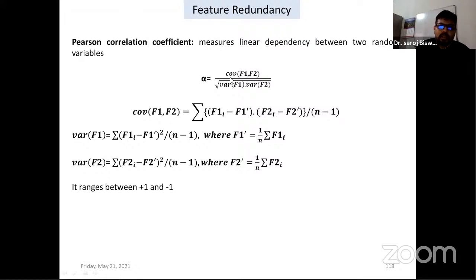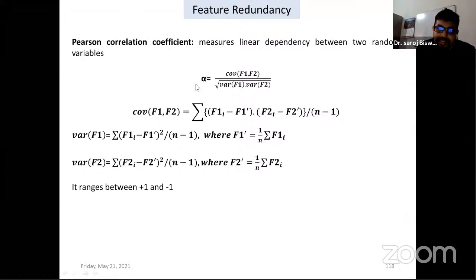Alpha equals covariance of f1, f2, meaning covariance of feature 1 and feature 2, divided by the square root of variance of f1 times variance of f2. Already we have seen how to calculate covariance, right? We know all those formulas because we have done PCA. So we can calculate this covariance and variance from the two vectors or the two variables. Then finally we'll get a score, right?